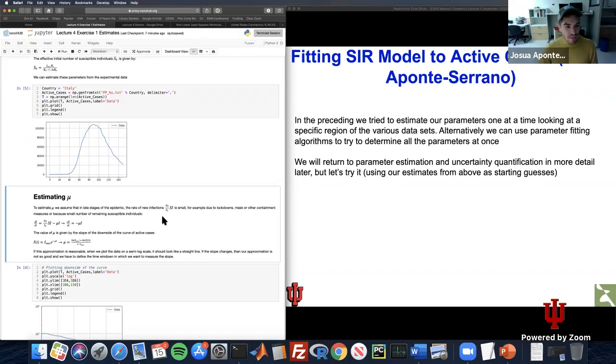So if this term is small, right, we can get rid of it and we can rewrite this equation as just a decaying term, right? So that is gonna describe the decaying rate of this part of the curve.